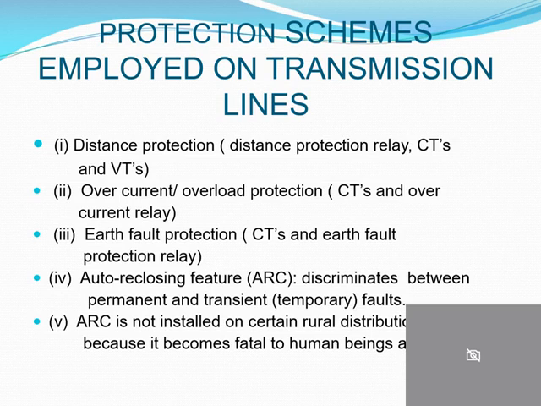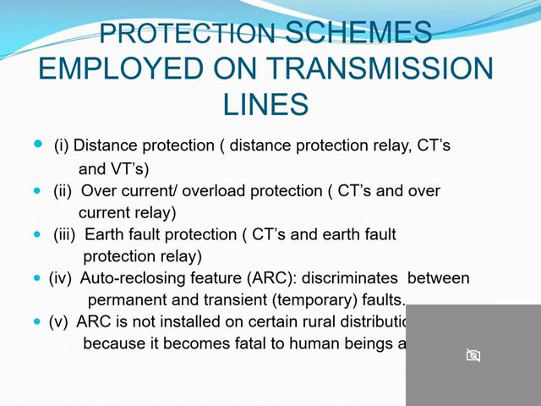So what protection schemes then do we employ on our transmission lines, which will also be similar to the distribution lines for most cases? So we've got distance protection, and we have overcurrent and overload protection. We have got earth fault protection, and we have what we call your auto reclosing feature, which discriminates between your permanent and your transient faults.